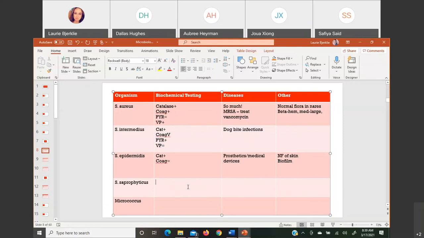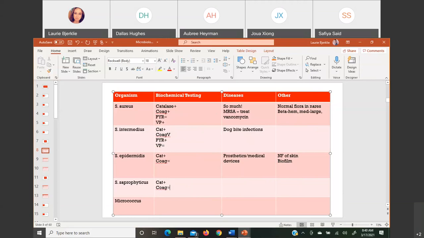Okay, staphylococcus, we already know it's gram-positive cocci, catalase positive because it's a staph. What is the coag result for staph sapro? Yep, very much coag negative. Now, there's a lot of coag negative staphs. There's way more. Obviously, I didn't put that many on here. I mean, we have haemolyticus, lugdunensis. Like, there's so many staphs out there.